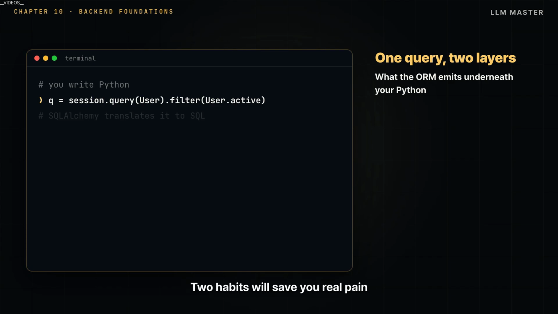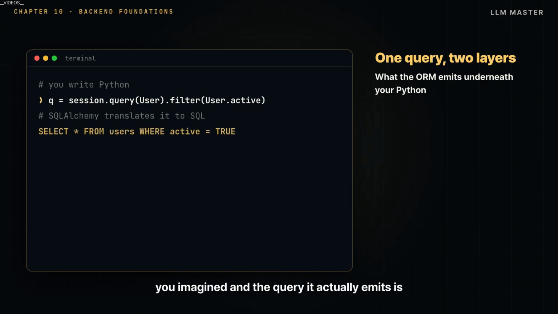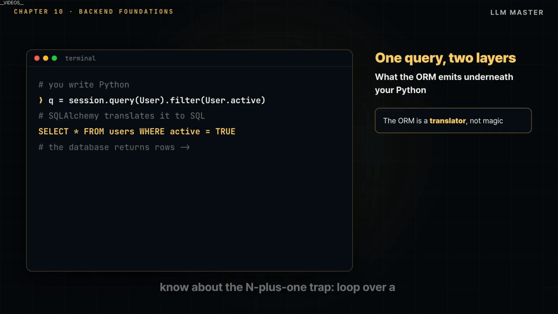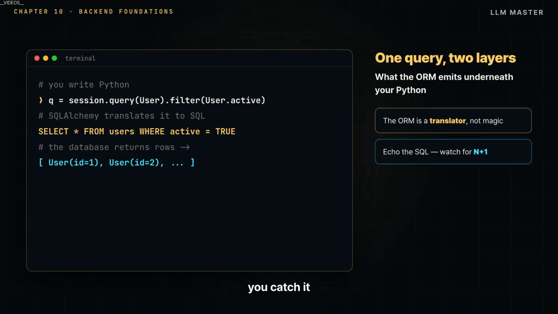2 habits will save you real pain. First, learn to watch the SQL it generates. Most ORMs can echo it, because the gap between the query you imagined and the query it actually emits is where slow endpoints are born. Second, know about the N+1 trap. Loop over 100 users and lazily touch each one's related rows, and you've quietly fired 101 separate queries instead of one join. The ORM makes that mistake feel like innocent Python. When you understand the SQL underneath, you catch it. Treat the ORM as a convenience over SQL, not a replacement for understanding it.